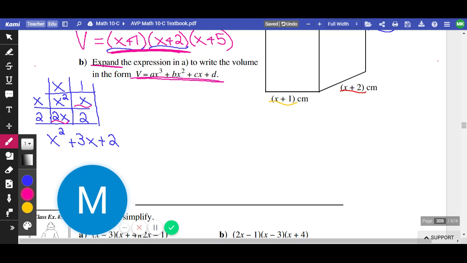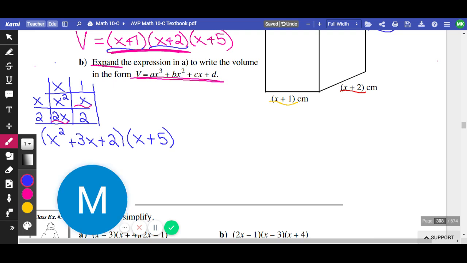If you want to get volume, you need to do length times width times height. So what we do is we go back up to here and we realize now I have to take my answer and multiply it by x plus 5. Right, I'm not done yet. I've only combined the first two polynomials, length and width. Now I multiply by my height.